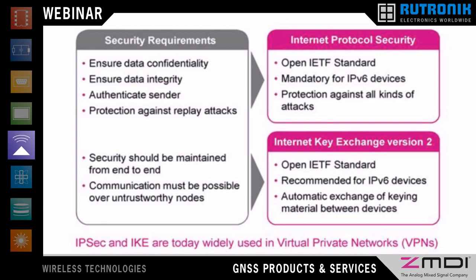But IPsec is only a standard to protect our packets. So an additional problem is the key exchange. For this, we have the Internet Key Exchange Protocol in the second version. This is also a standard, and it's recommended for IPv6 devices. This standard allows us an automatic key exchange with a Diffie-Hellman key exchange between two nodes and their authentication. So all in all, IPsec and IKEv2 are the best solution for these networks to give a higher security, and both standards are widely used today in VPNs, virtual private networks.